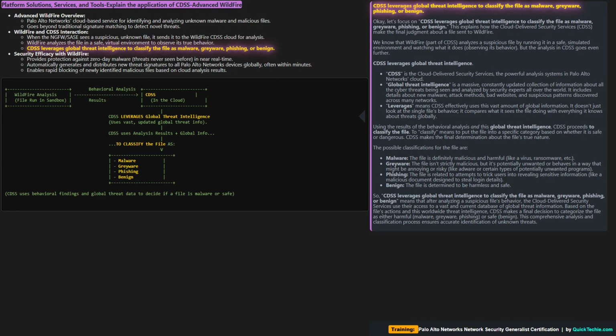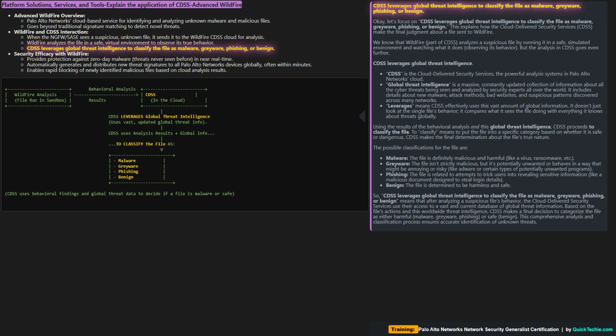CDSS is the cloud-delivered security services, the powerful analysis systems in Palo Alto Networks cloud. Global threat intelligence is a massive, constantly updated collection of information about all the cyber threats being seen and analyzed by security experts all over the world. It includes details about new malware, attack methods, bad websites, and suspicious patterns discovered across many networks. Leverages means CDSS effectively uses this vast amount of global information. It doesn't just look at the single file's behavior. It compares what it sees the file doing with everything it knows about threats globally.